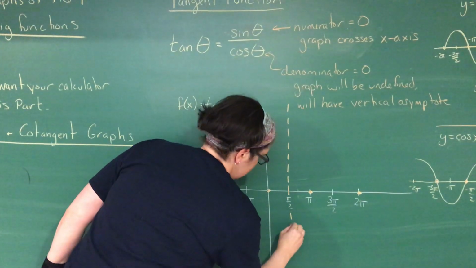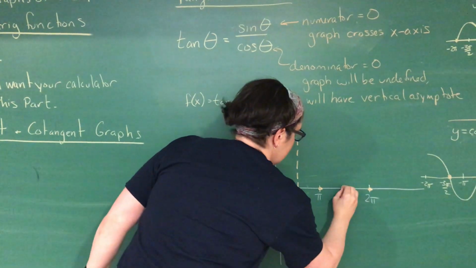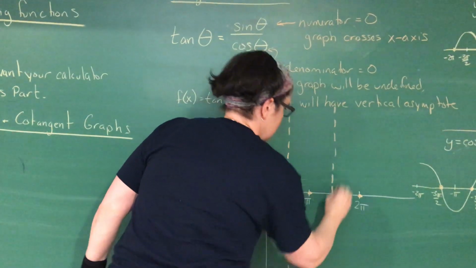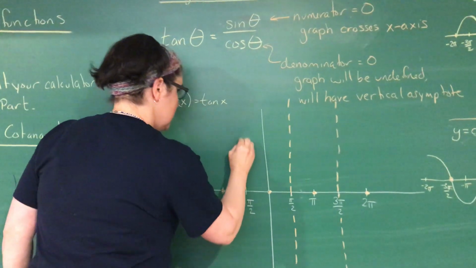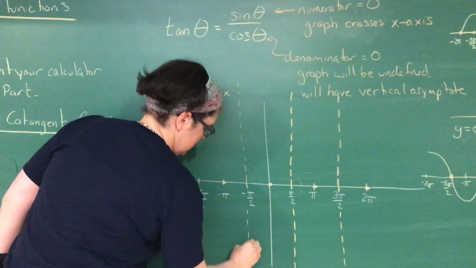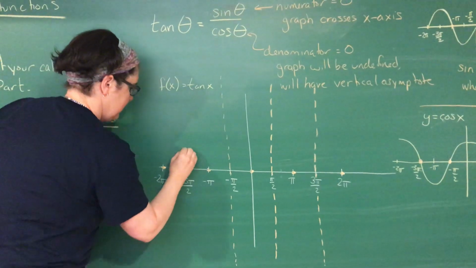So here we have a vertical asymptote at pi over 2, at 3 pi over 2, at negative pi over 2, and at negative 3 pi over 2.